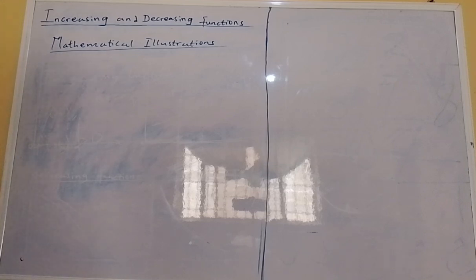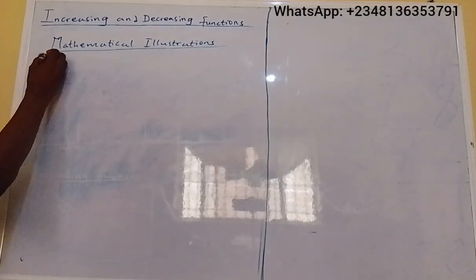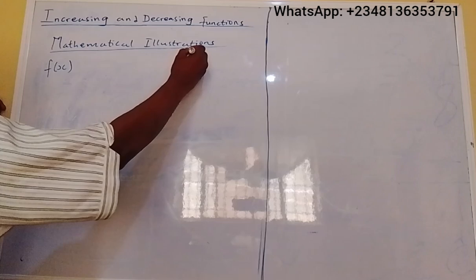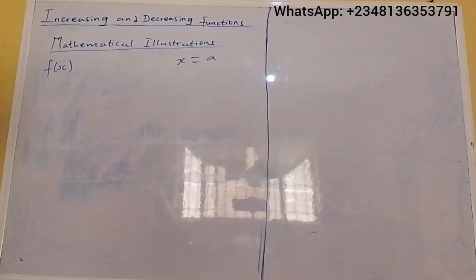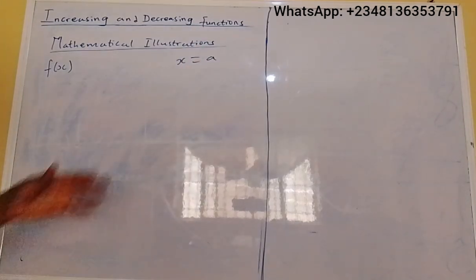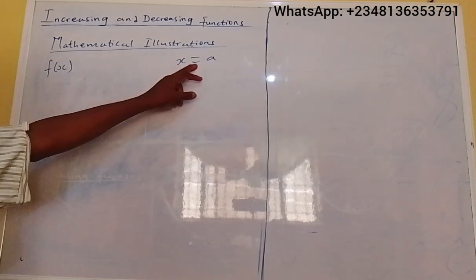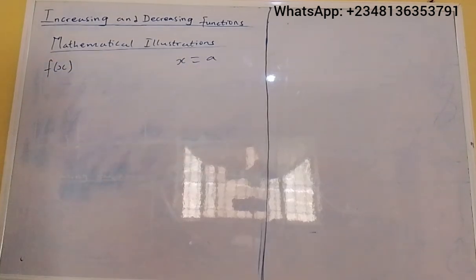function to evaluate. Okay, let's assume we are given a function f of x, and we want to know whether this function is increasing or decreasing at a particular point. Let's say point x equals a. We want to check whether this function is increasing at x equals a. So what are you going to do?